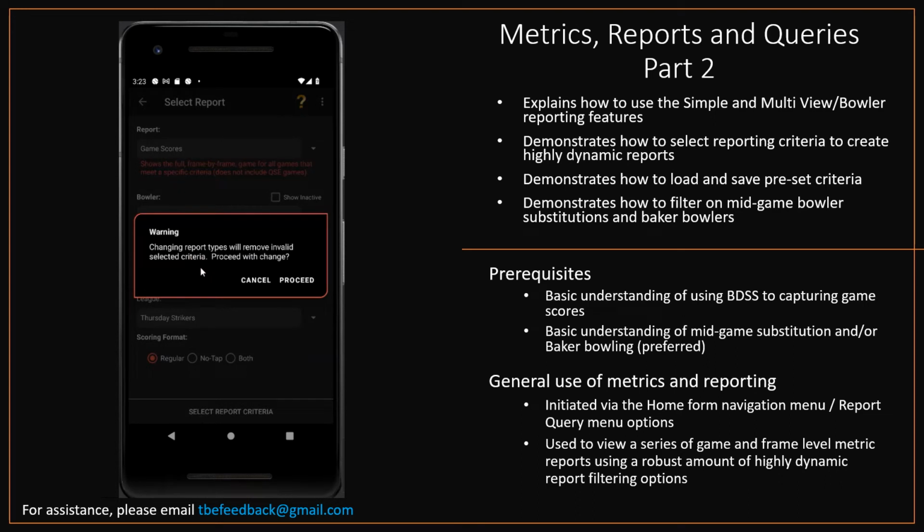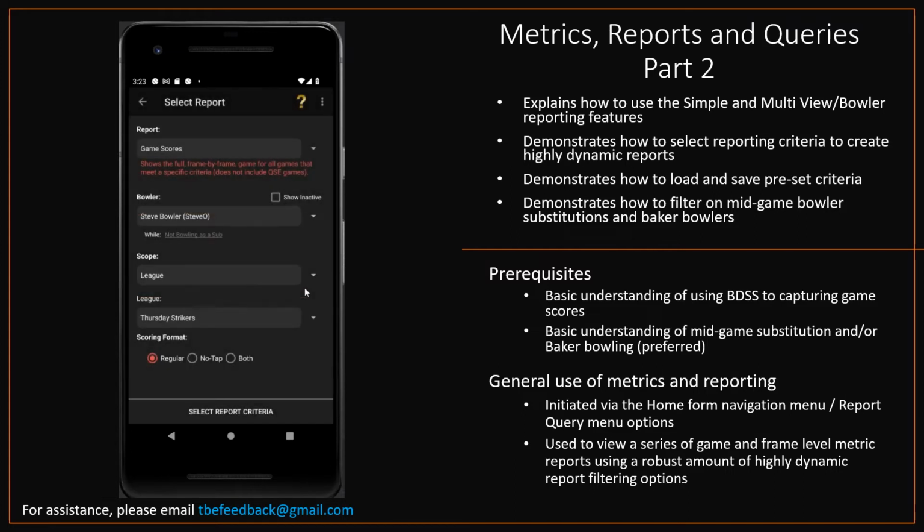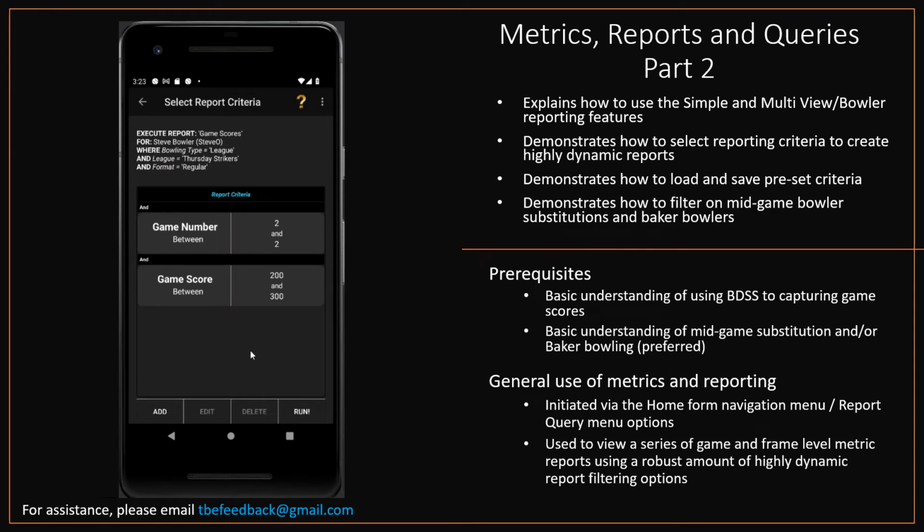And you get a message. BDS has detected that some of the existing filtering criteria is not valid for the selected report and is offering to remove it for you. This is because the is spare made criteria we added when demonstrating find frames is not a valid criteria for game scores. So let's go ahead and choose proceed. Click the select report criteria. And you see, we have the two criterias for game number and game scores, and is spare made is now gone. So let's click run.